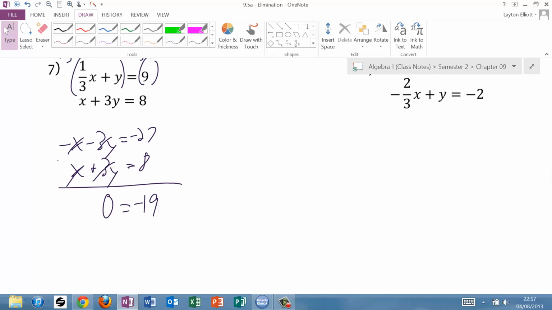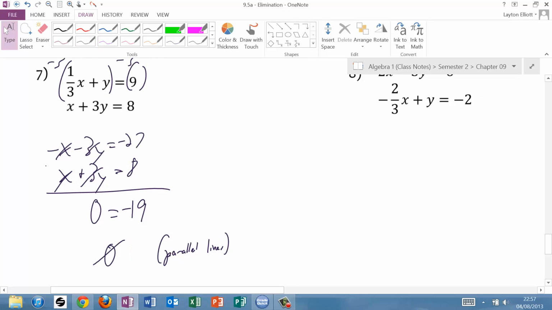That is most decidedly not true, which is kind of a problem. So if that's not true, it's a no solution. And if you look at the original two, that meant that they were parallel lines, kind of like we had before. That's what no solution means.